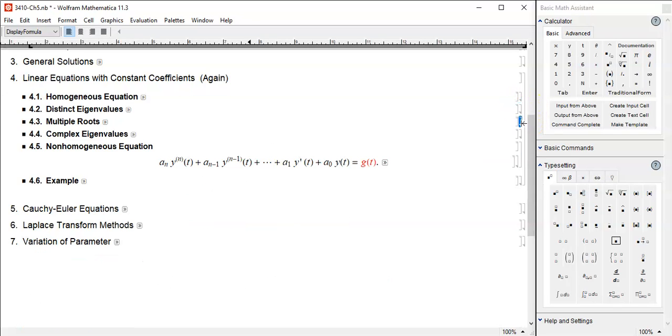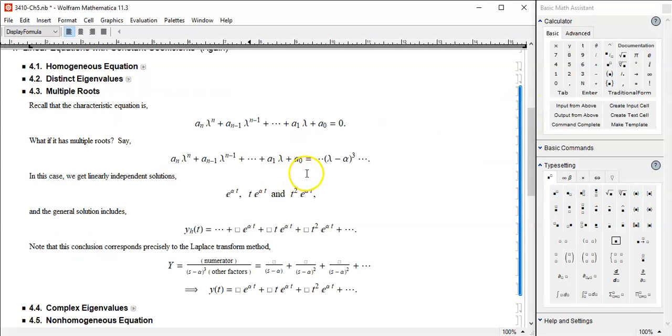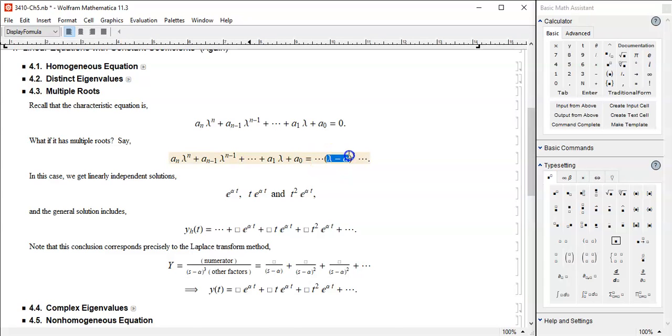What if we have some multiple roots? For example, if we have lambda minus alpha to the third power, in that case, you're going to get some exponential, t times exponential, t squared times exponential, and so on. It'll run all the way up to t to the k minus first power if the multiplicity is k. And then we have this part in the general solution with appropriate coefficients.